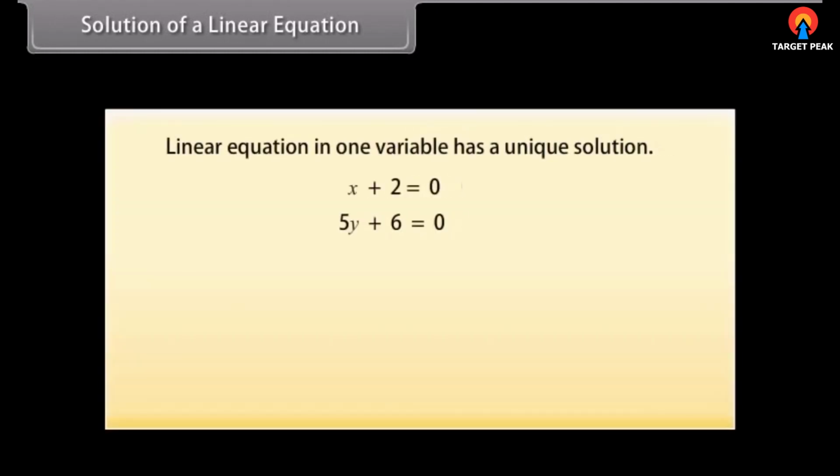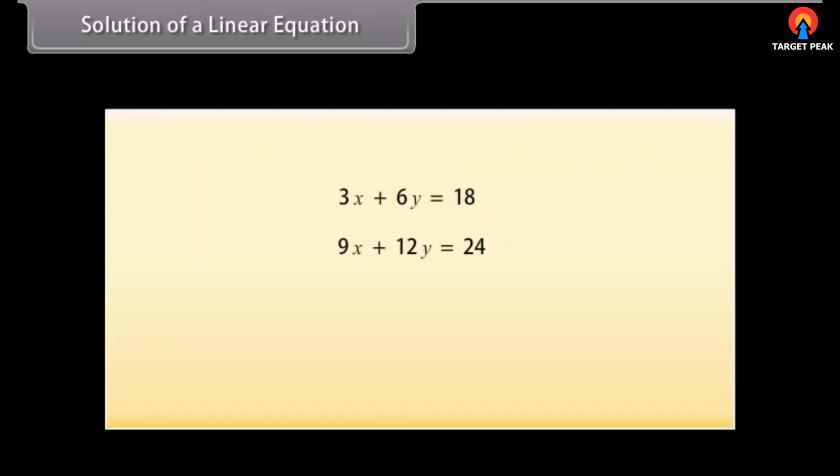Solution of a linear equation. We know that every linear equation in one variable has a unique solution. But how many solutions do linear equations in two variables have? As there are two variables in the equation, its solution means a pair of values, one for x and one for y, which satisfy the given equation.